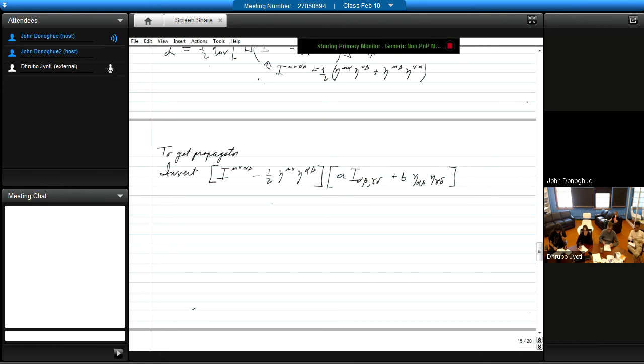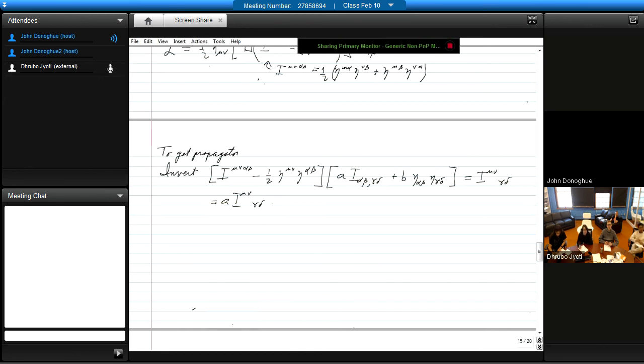If I can find an A and a B such that this equals I mu nu gamma delta, okay, that's inverting this tensor structure here. This is the identity operator. Here's some tensor, and here's going to be the inverse tensor. If I work out what this is, A times I, since I is just the identity, this becomes I mu nu gamma delta.